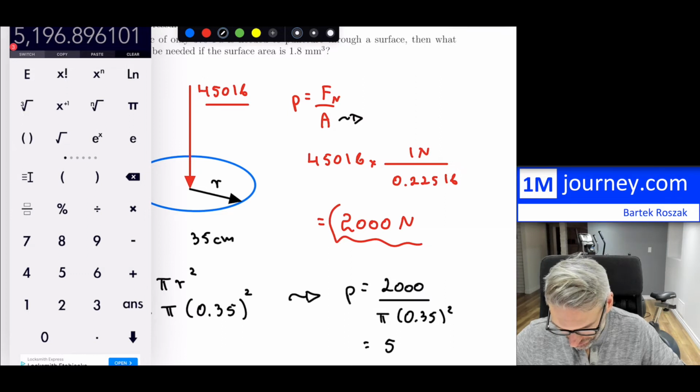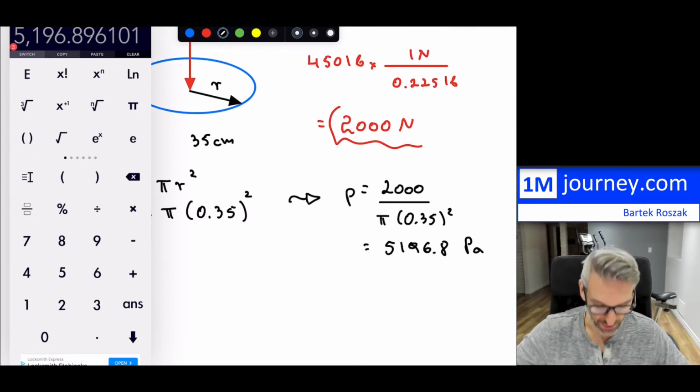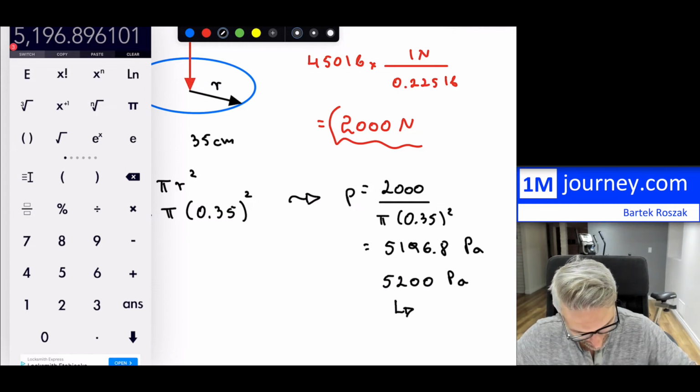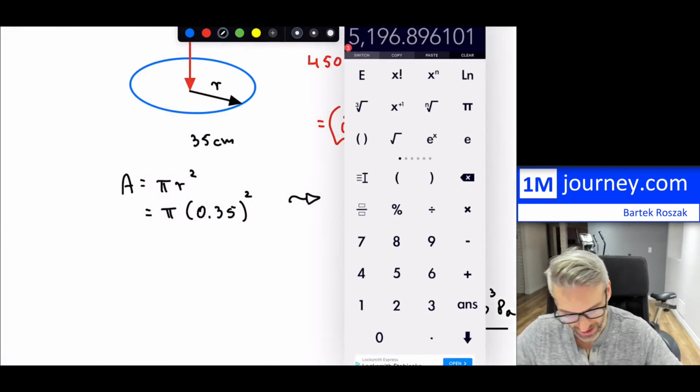We get 5,001.96.8. I'm going to try to round this off. This is going to be in pascals. That's the SI standard. If you have newtons over meters squared, that's pascals. And to 3 significant figures, it's going to be 5,200. So you have to be careful how we write this. You can certainly write it 5.20 times 10 cubed, which is 3 sig figs, pascals. All right, so there you have it. That's for part A.